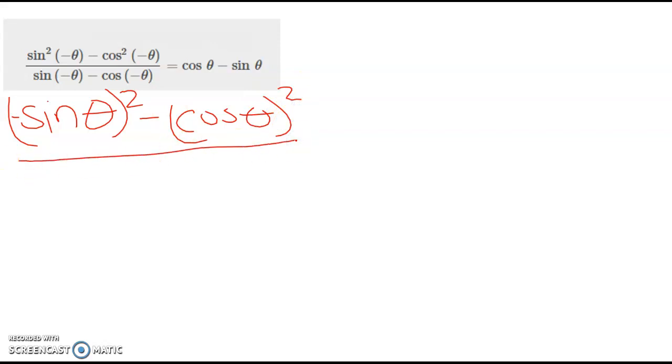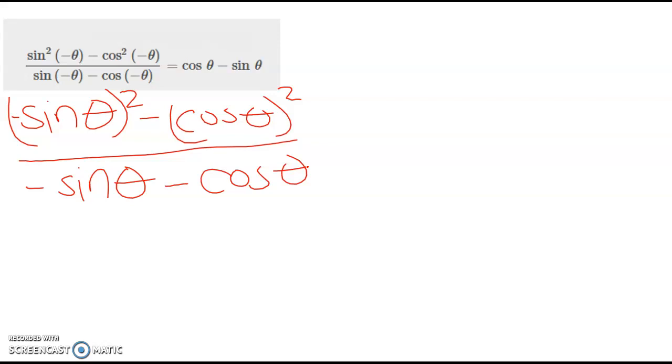All over, remember, it's odd, so it's going to be negative sine theta minus cosine theta because cosine is even. And I'm going to leave off the right-hand side just for now, because I don't want to run out of room on my whiteboard.